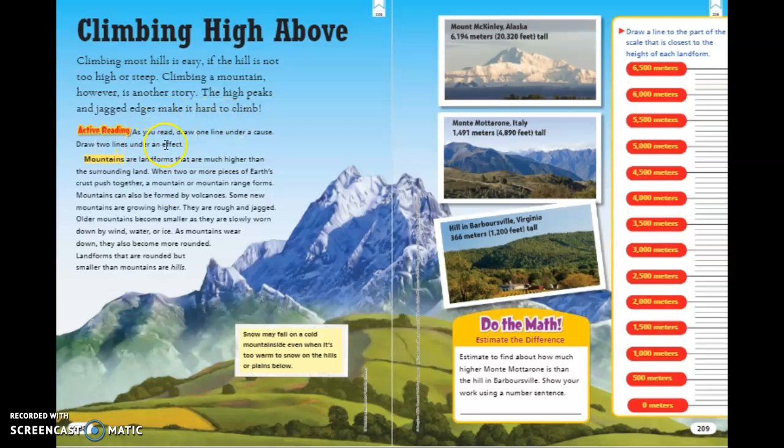Active reading. As you read, draw one line under a cause, draw two lines under an effect. So as I read this, I want you to find one cause and one effect in this reading.